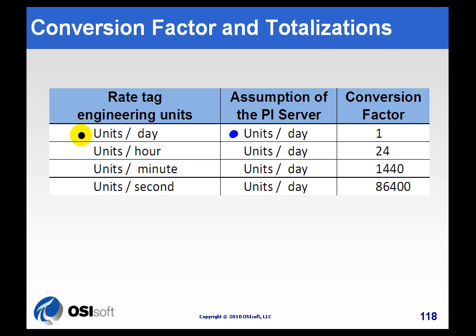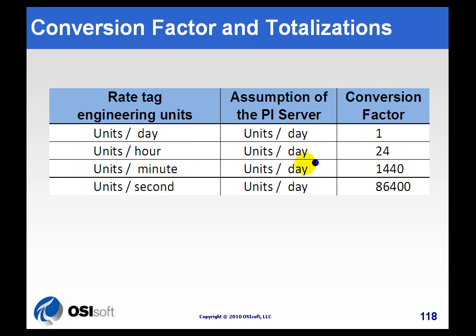Now, if the actual engineering units of the Pi tag are units per day, you're in luck. The conversion factor is going to be very simple. There really is no need for a conversion factor, just a 0 or just a 1. Now, the problem comes in when the engineering units are actually in units per hour or per minute or per second, and of course Pi's assumption does not change. It's still in units per day.